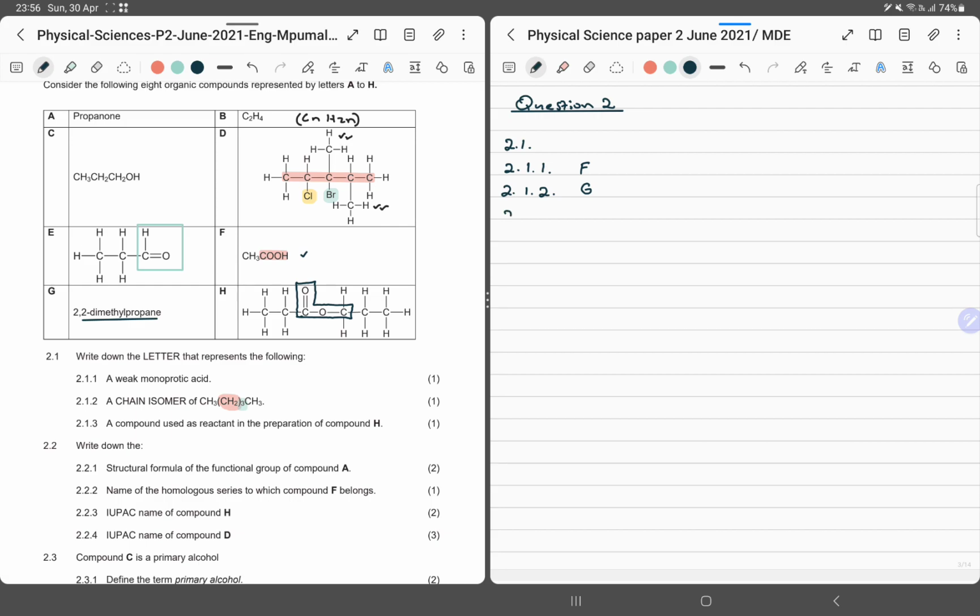Okay, so 2.1.3 says a compound used as a reactant in the preparation of compound H. Now remember, compound H is made from a carboxylic acid as well as an alcohol. Now, what do we see? We see this propanol here. This is propanol, or you can call it propan-1-ol, okay? It's up to you, really. I mean, it's on the first carbon, so it's propanol or propan-1-ol.